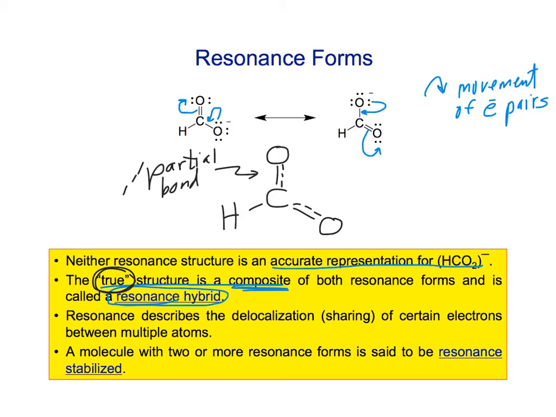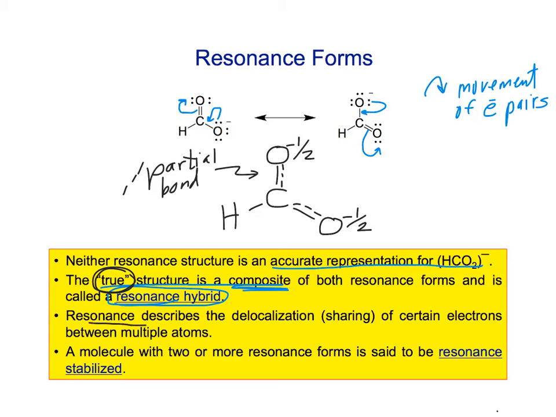We notice that the left structure has a minus charge on the lower oxygen. The right one, it's neutral, so it would have a minus 1/2 charge on this oxygen and a minus 1/2 charge on the upper oxygen. So the true structure has the minus charge and the electrons evenly spread between these two atoms.